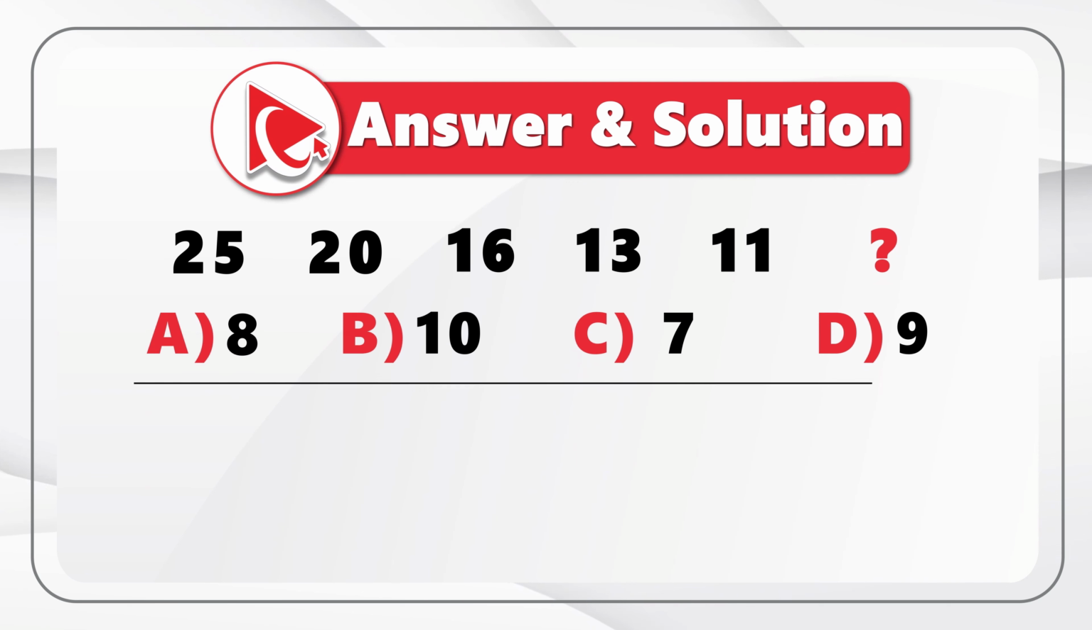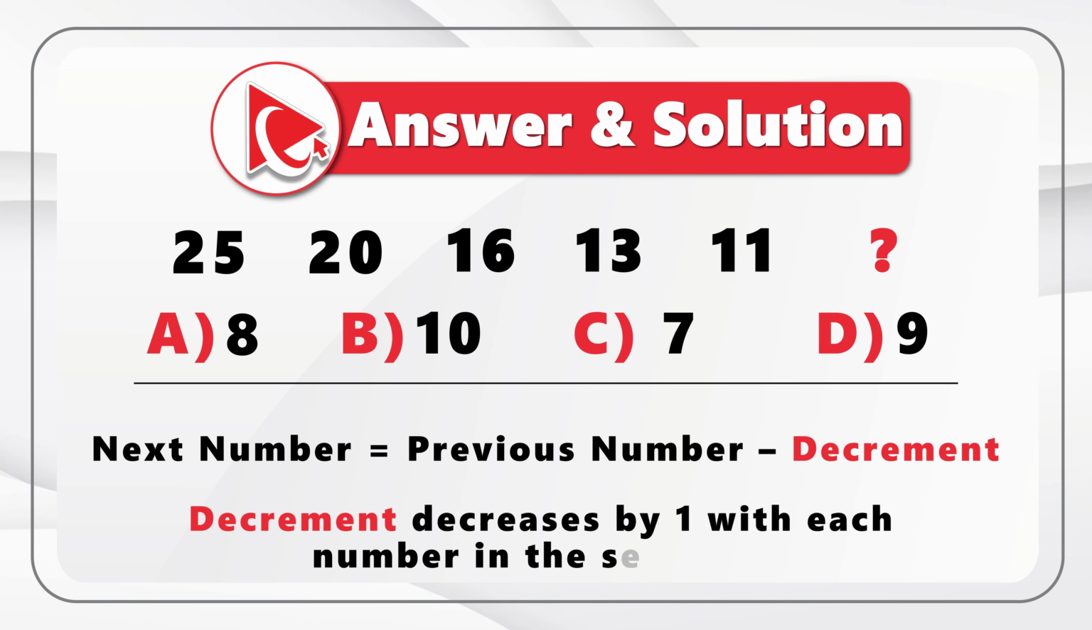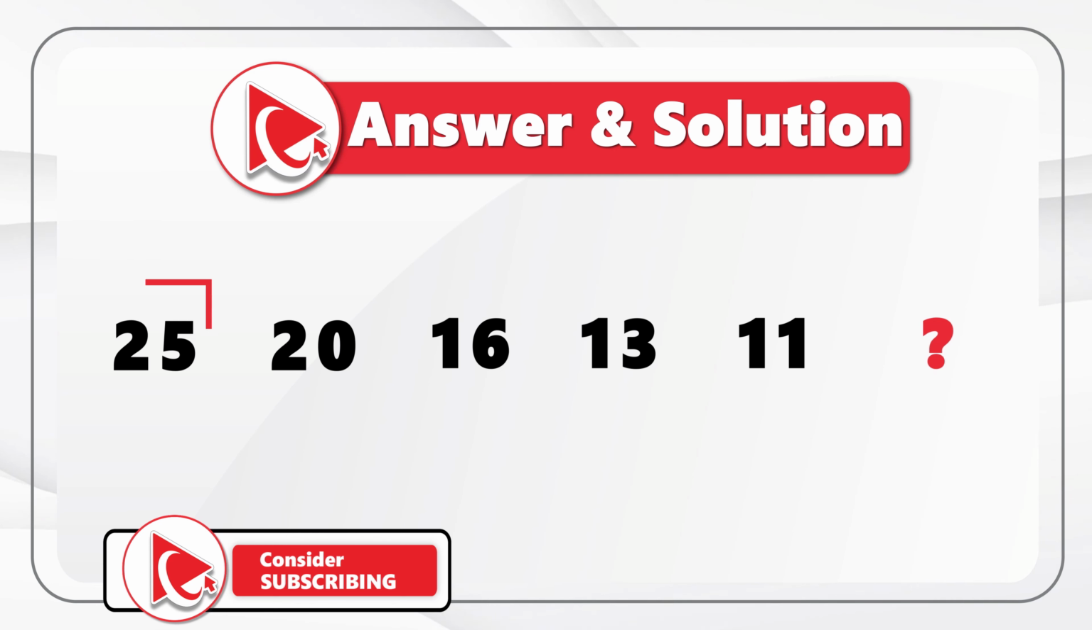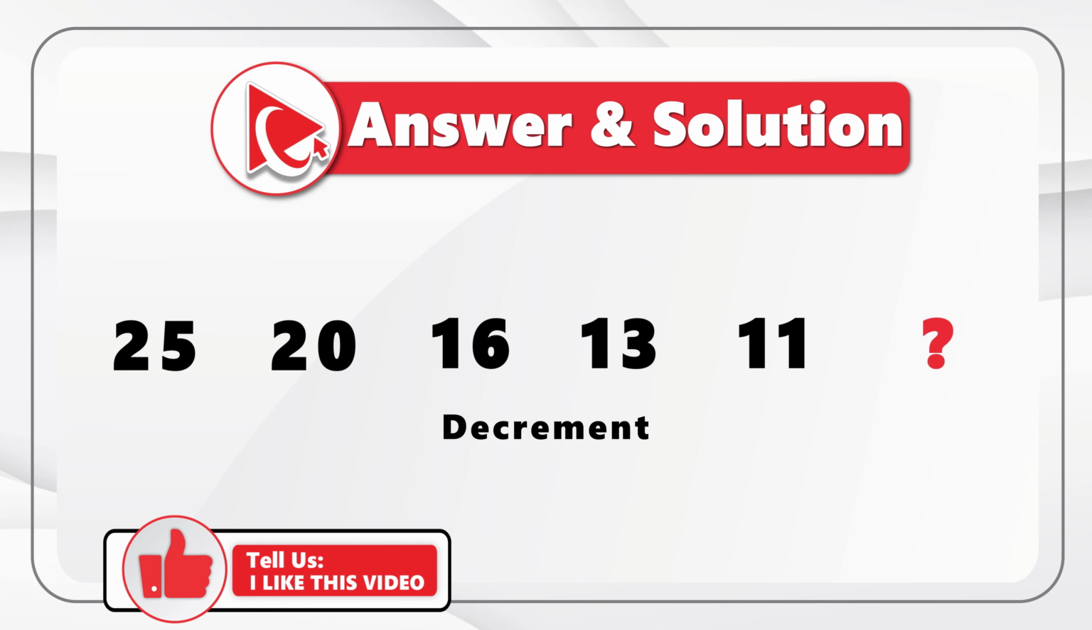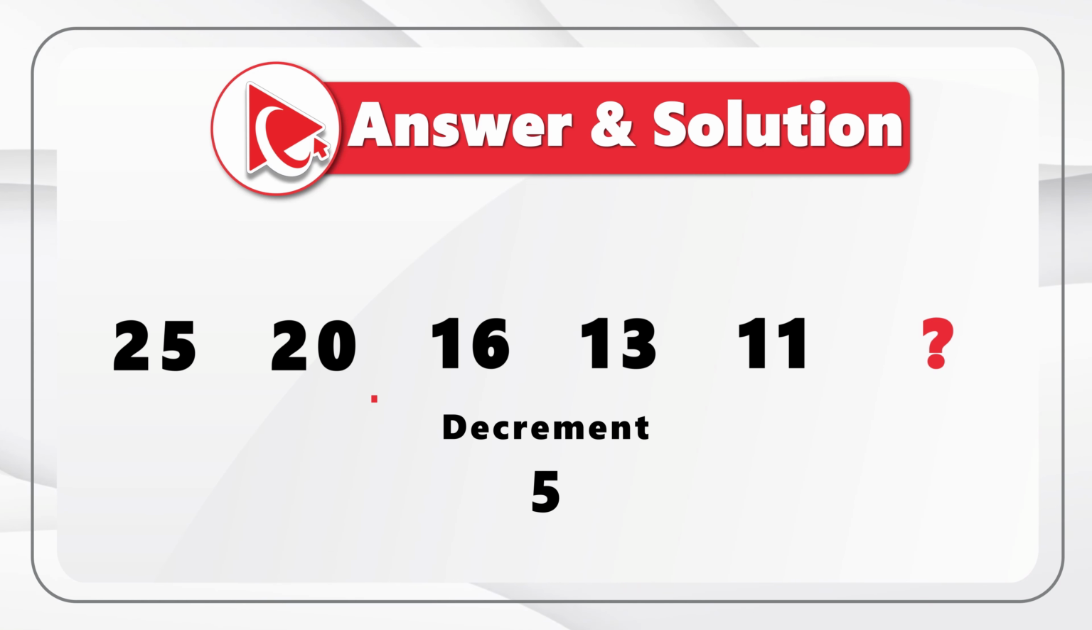Here we have a concept of decrement. And the pattern is that the next number is calculated as previous number minus decrement. And decrement increases by 1 with each number in the sequence. Let's take a close look. Our first number in the sequence is 25, and our first initial decrement is minus 5. 25 minus 5 equals 20, and this is how we come to the second number.